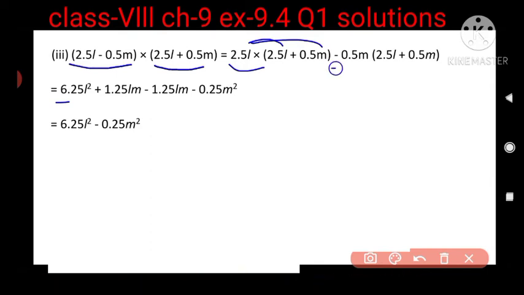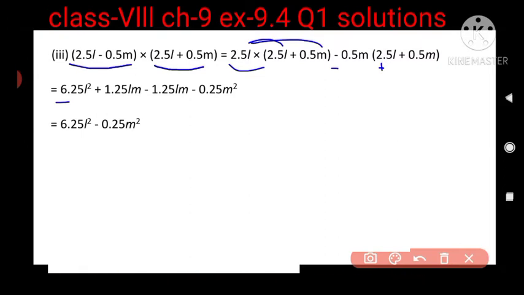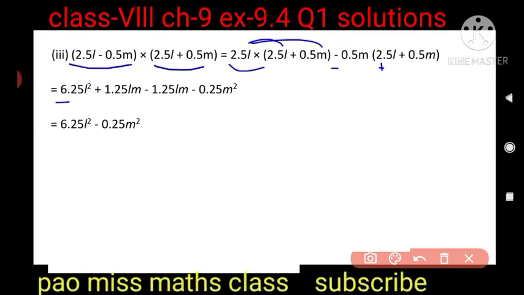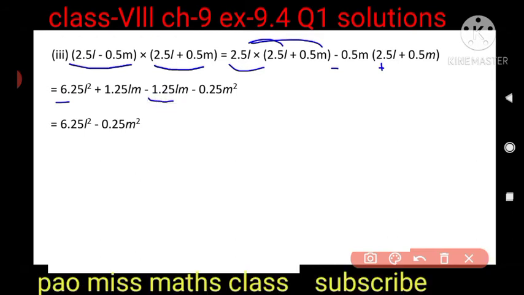Now for the second one, what is there? Minus is there and this is plus. That means minus and plus is minus, isn't it? So 0.5 multiplied with 2.5, you will get 1.25.